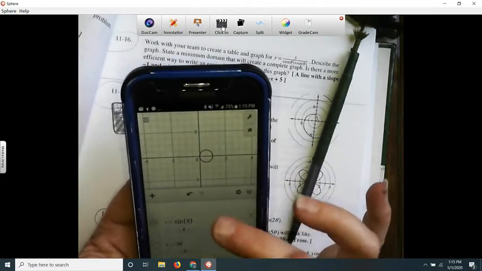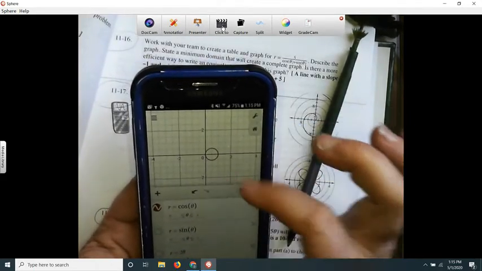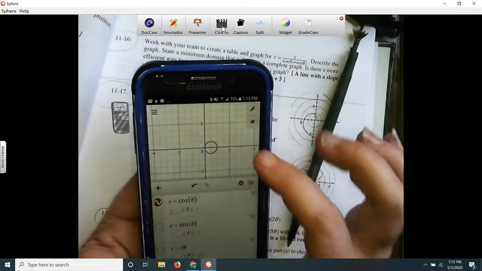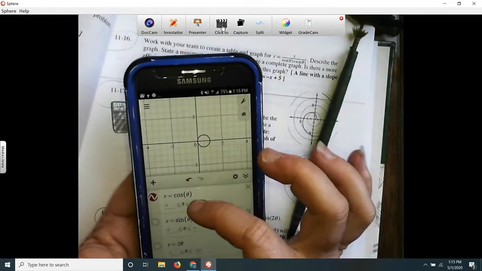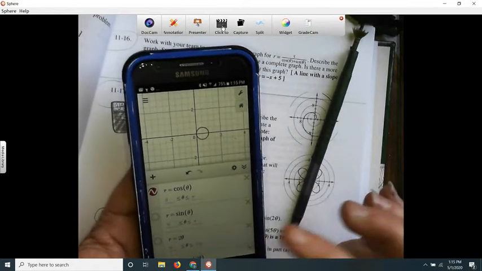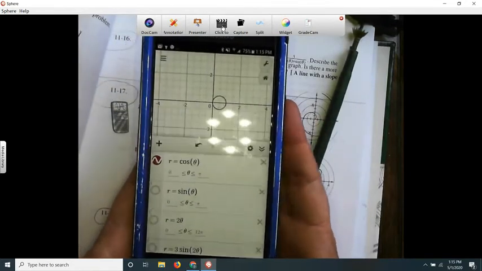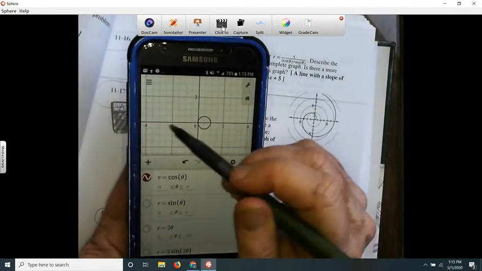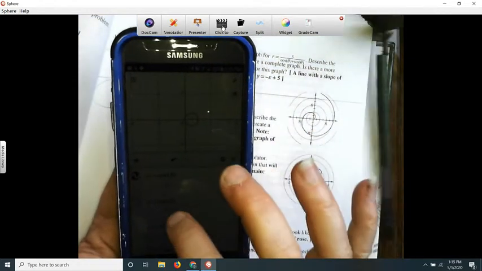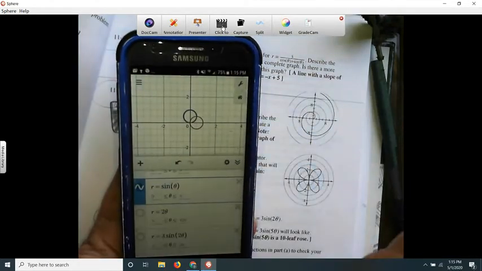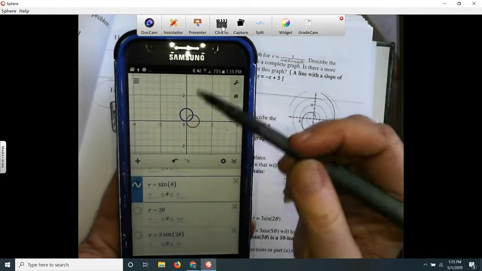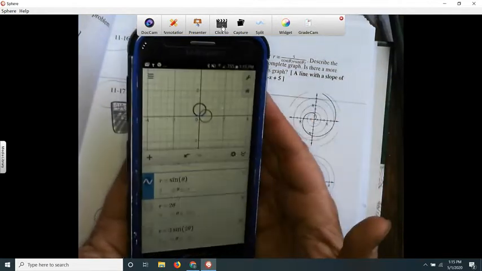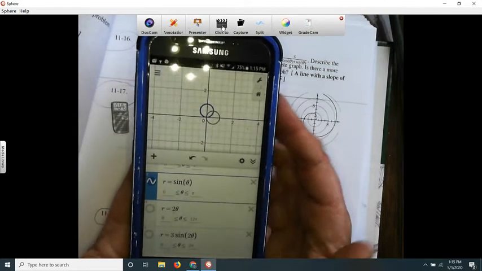But anyway, cosine, I see that I got cosine theta in polar form simply by, instead of using a y, I used the letter r, and instead of using x, I used theta. Okay, so that's how you can do polar on your Desmos. So remember, cosine always is going to be on the x-axis, and sine is going to be on the y-axis, and I'm in polar form simply because I pushed r instead of y and theta instead of x.